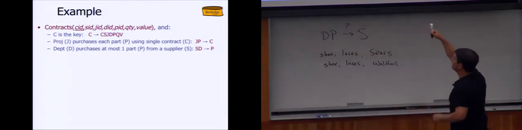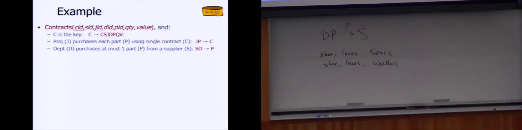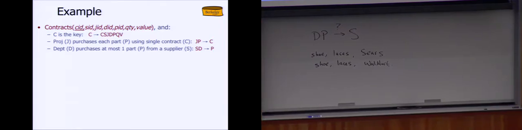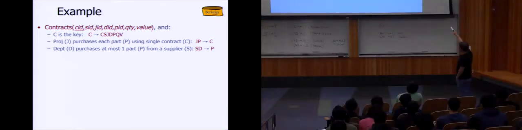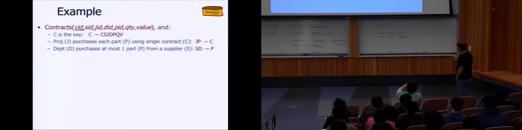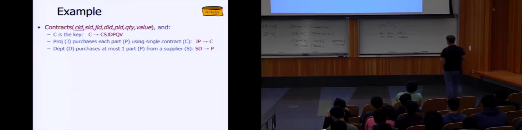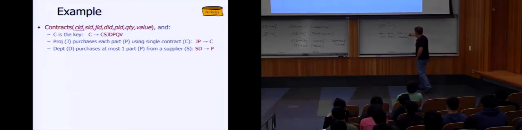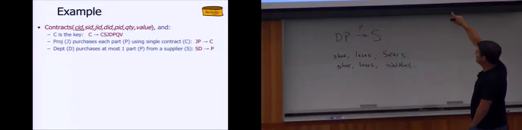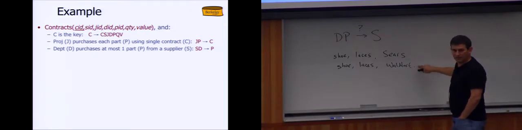Well, based on that third description, does that violate that description? I think what the description says is the shoe department buys only one thing from Sears, and it buys only one thing from Walmart. But it doesn't say how many people it could buy laces from. Oh, so there could be two exact same parts. Yeah, based on that English text, I don't think this is ruled out.